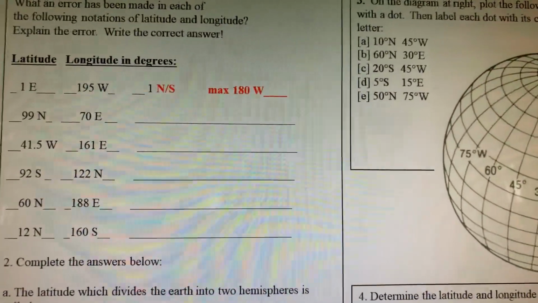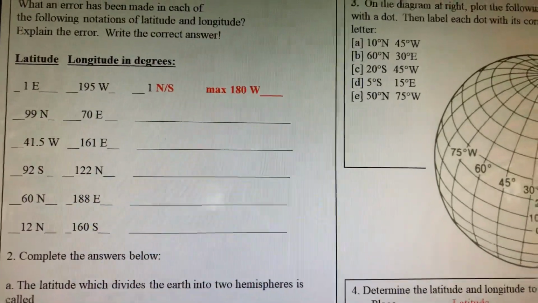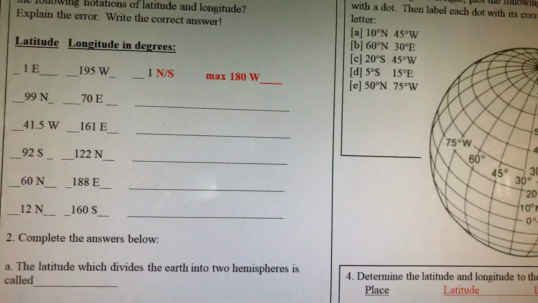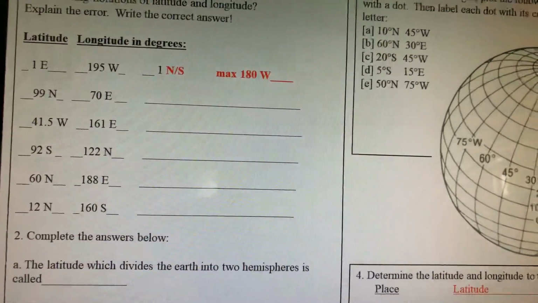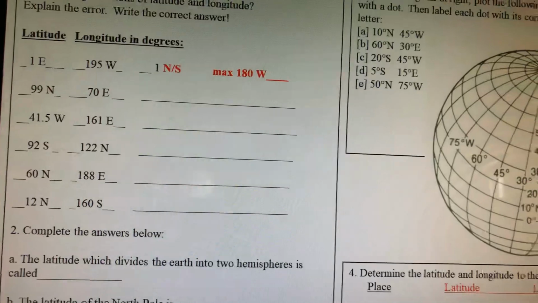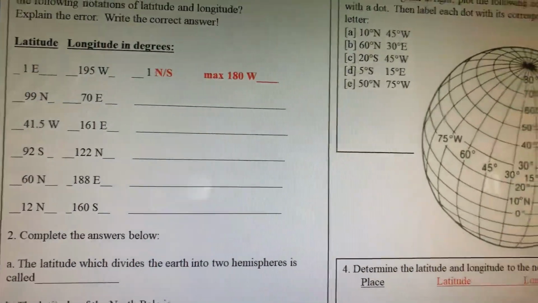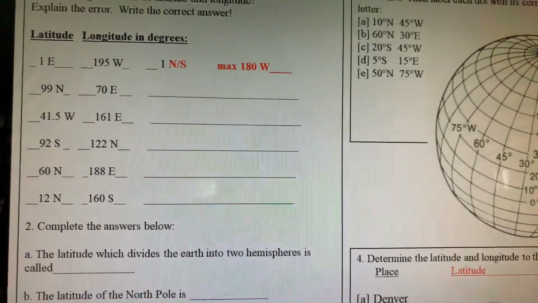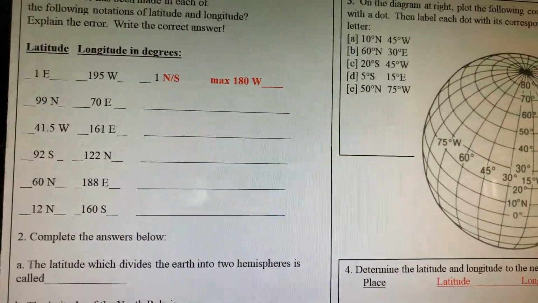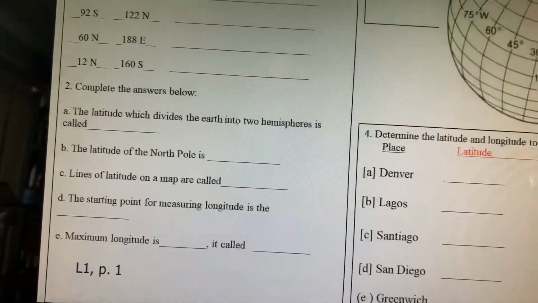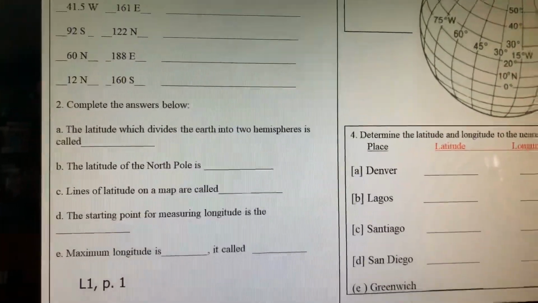Remember that the range of the latitude is between 0 and 90 degrees, north and south. And for the longitude, the range is between 0 and 180 degrees, east or west. So what are you going to check? You're going to check the numbers and the letters, are they correct or not? And you will put here the correct answer. So the next one, number 2, is pretty much the same.